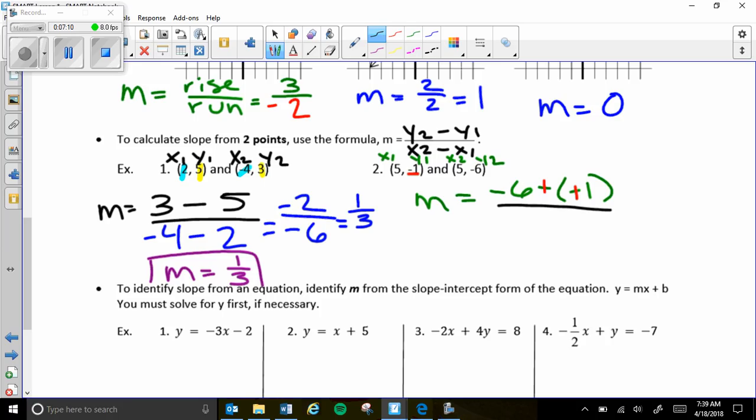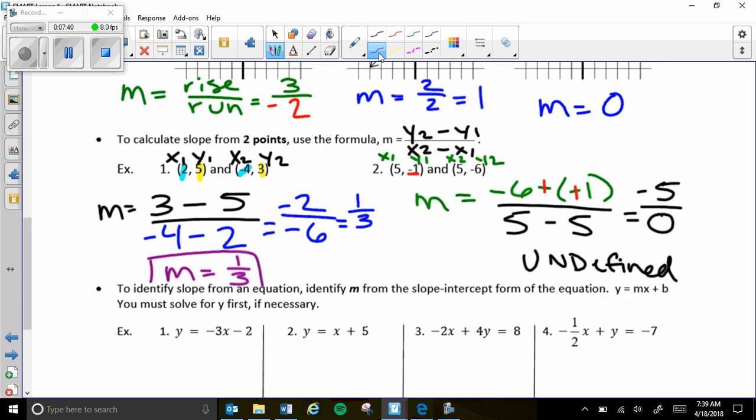All right, and then over, I have 5 minus 5. So negative 6 plus 1 is negative 5. 5 minus 5 is 0. So I want you to plug in your calculator, negative 5 divided by 0, and see what you get. You should get an error message, which means that this slope is undefined.